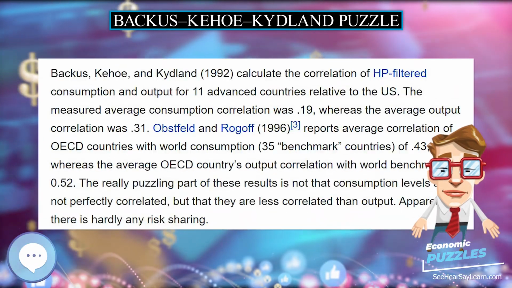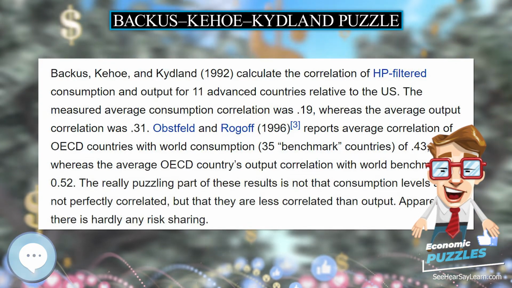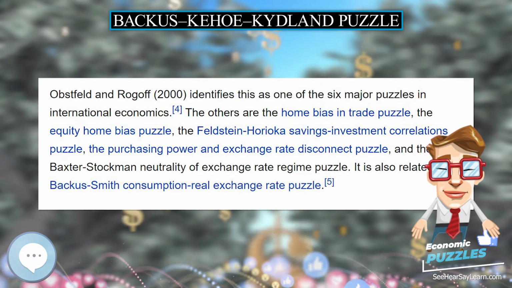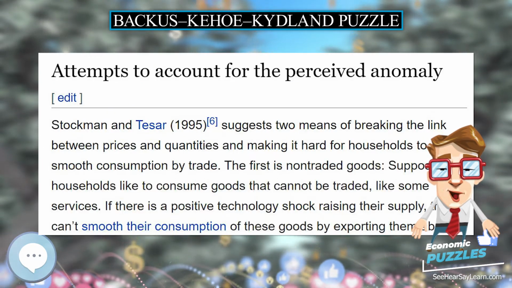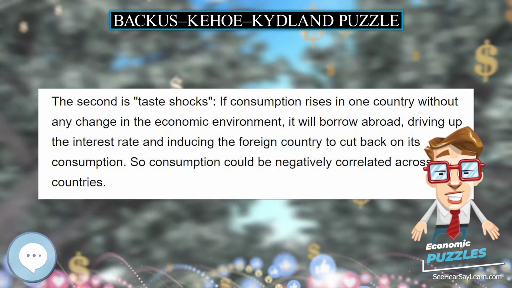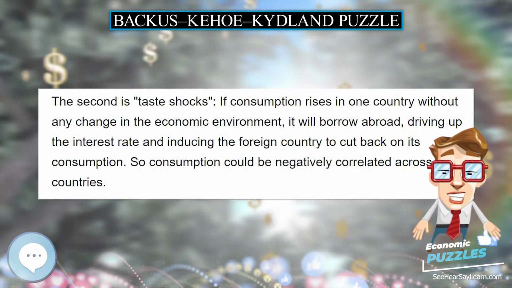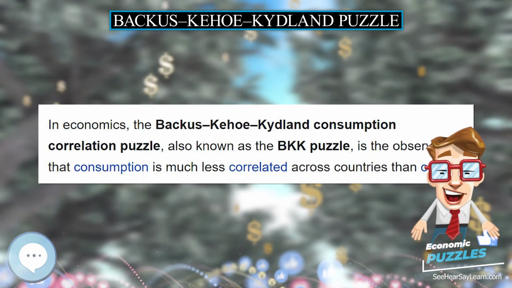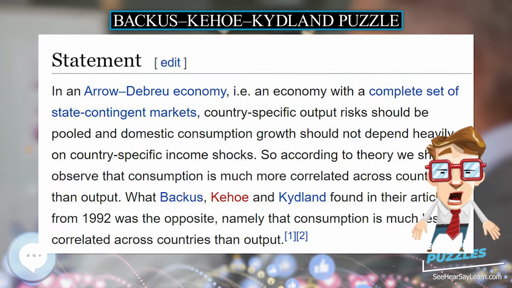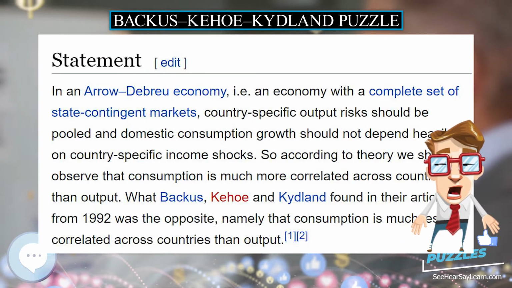Obstfeld and Rogoff, 1996, report average correlations of OECD countries with world consumption, a 35-country benchmark, of 0.43, whereas the average OECD country output correlation with the world benchmark is 0.52. The really puzzling part of these results is not that consumption levels are not perfectly correlated, but that they are less correlated than output. Apparently, there is hardly any risk sharing.